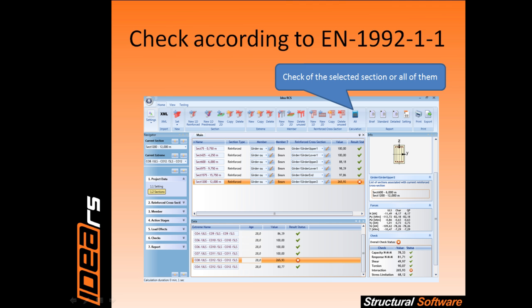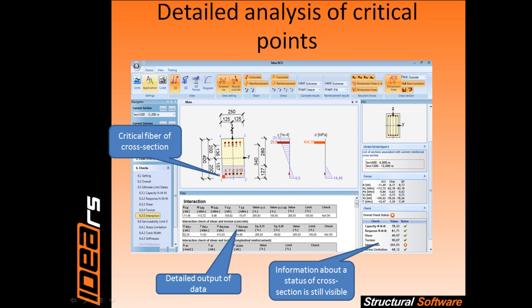Both selected cut and all cuts of the structure are checked according to Eurocode 2. The calculation is very fast because it uses multi-threading and multi-core processors. After a quick overview of the results, the structural engineer can study every detail of the checks. The results are shown in pictures, tables and information window.